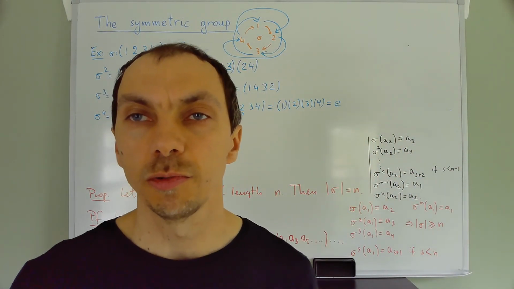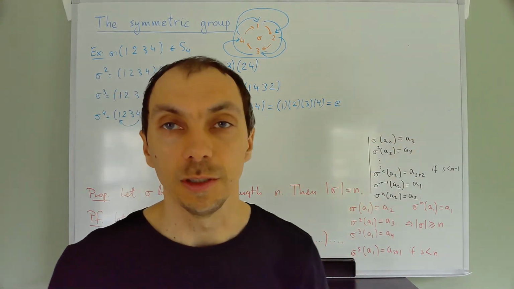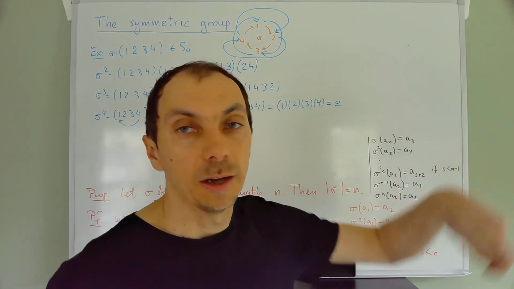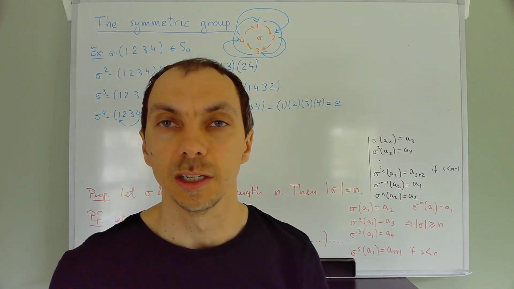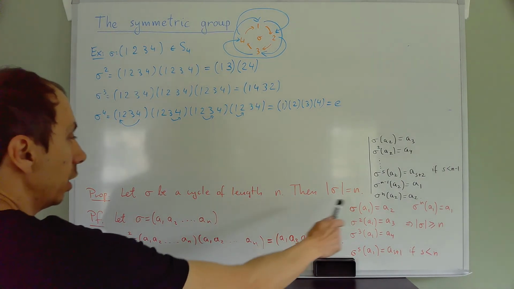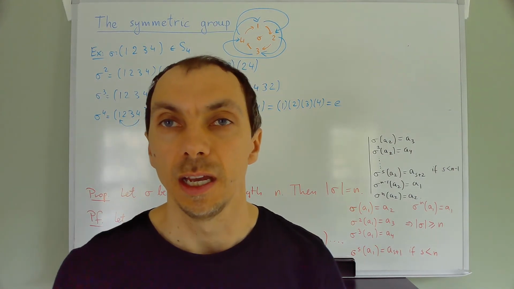So you do this with every single one of these elements. You can make this completely formal and write what happens to ai. You just have to be careful to get the index correctly. And so anyway, you get the proposition that a cycle of length n has order n.